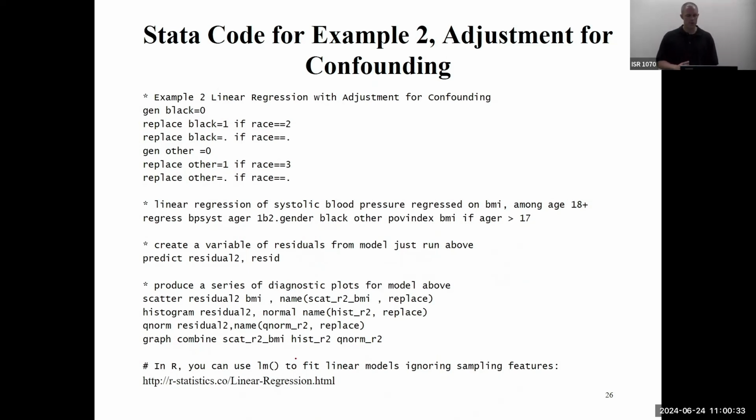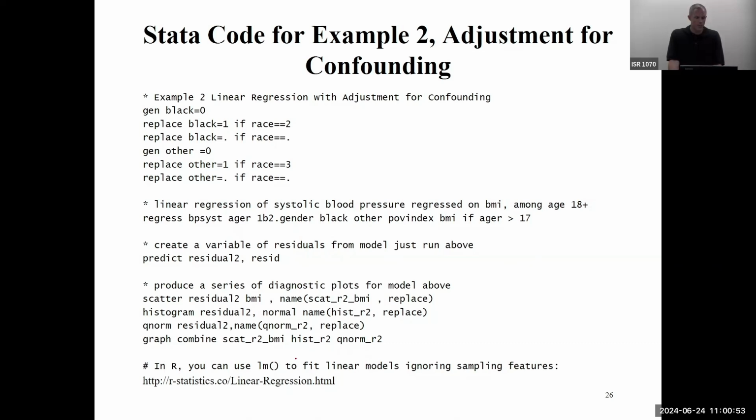So note carefully what I'm doing with the syntax here at the top. I'm creating dummy variables for levels of race ethnicity in the NHANES, but I'm also being cognizant of the missing data. Okay? So I'm starting with a variable equal to 0 for everybody. This is black indicator.